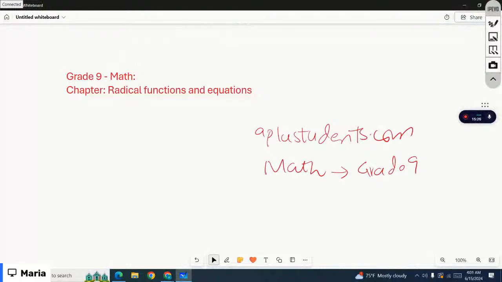There you can find a list of the chapters. We're going to start with the chapter radical functions and equations. So please make sure you have your notebook and pencil so that you can note down examples and definitions as well.